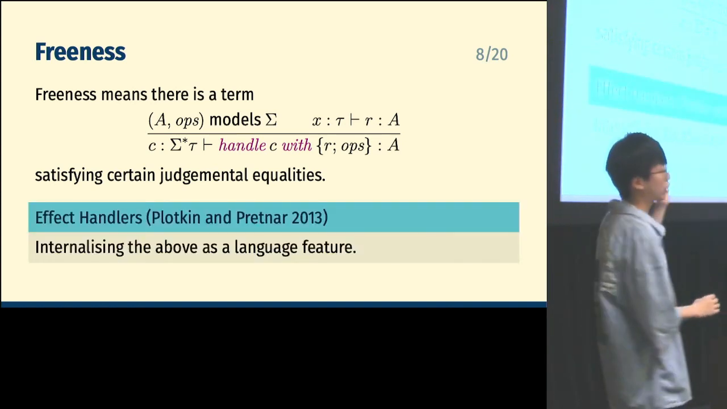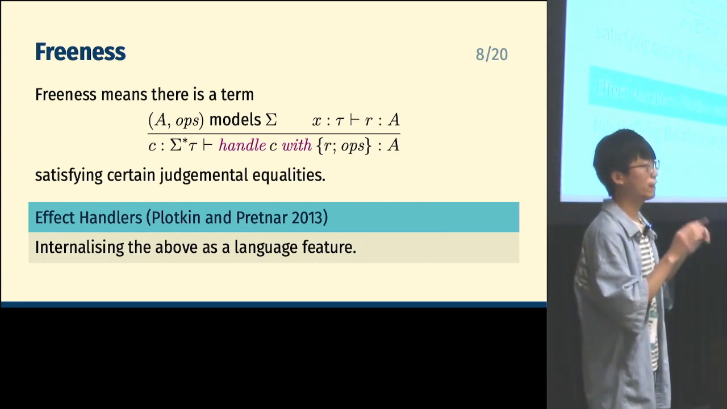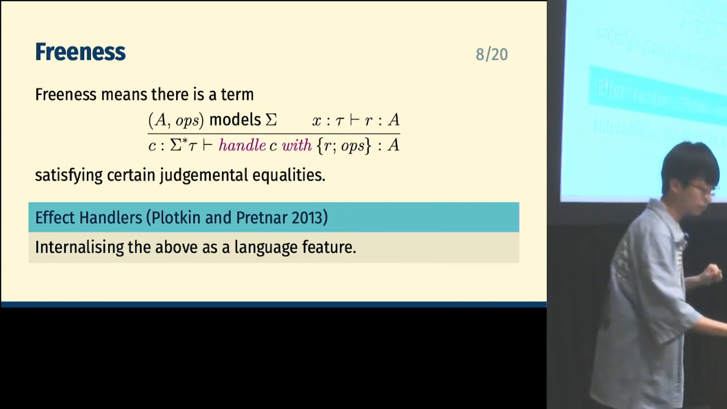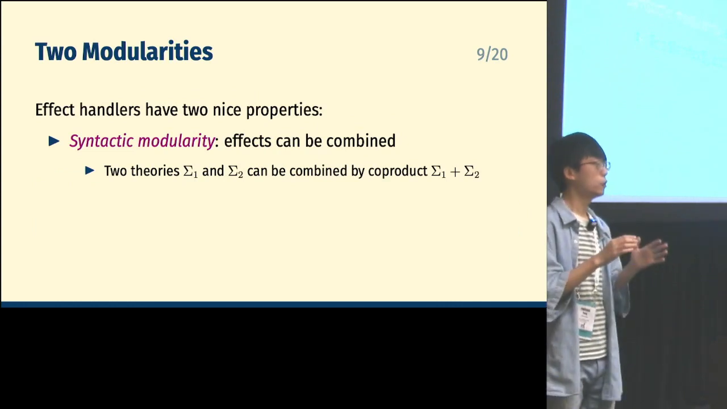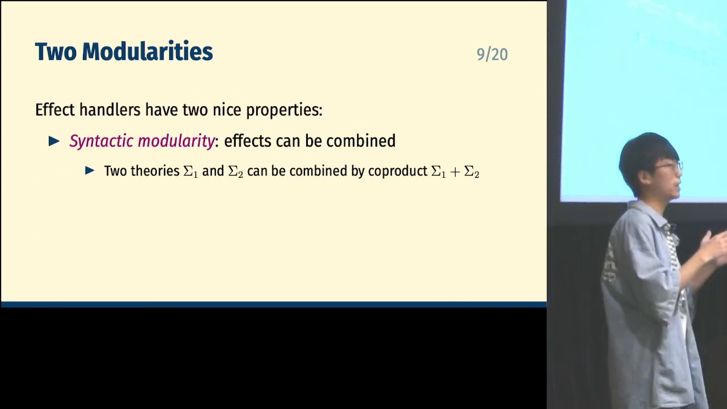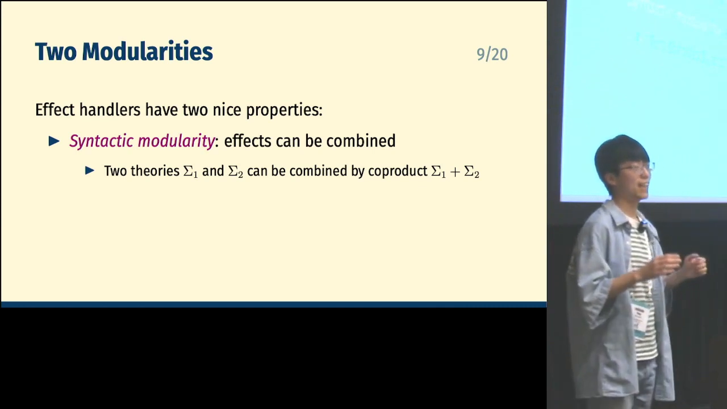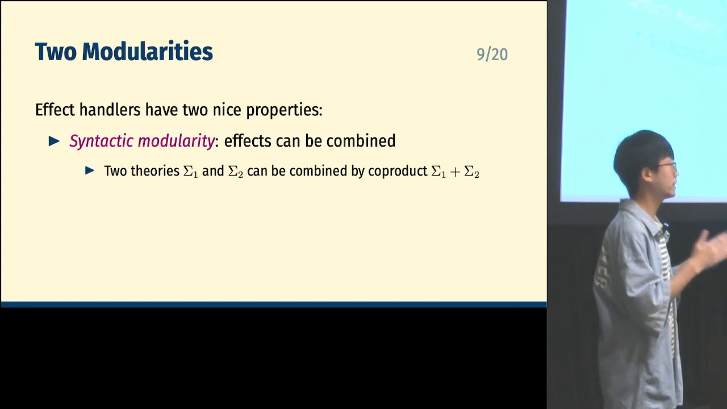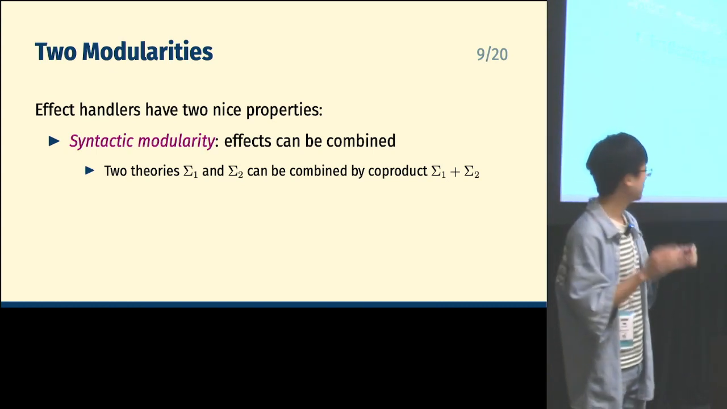And this construction was turned into a language feature now known as effect handlers by Plotkin and Pretnar. And effect handlers turn out to be a very useful language feature. They not only allow the programmer to easily define elements of the free model and handle them with semantic models, they have some very nice properties making them very suitable for many practical purposes.